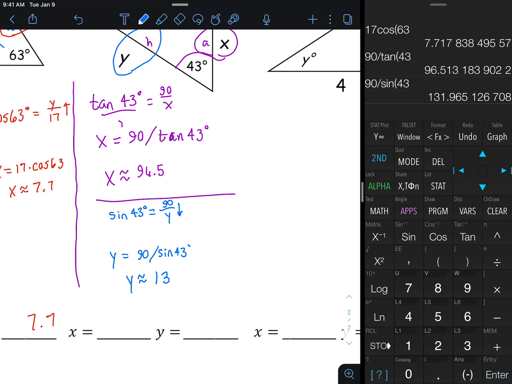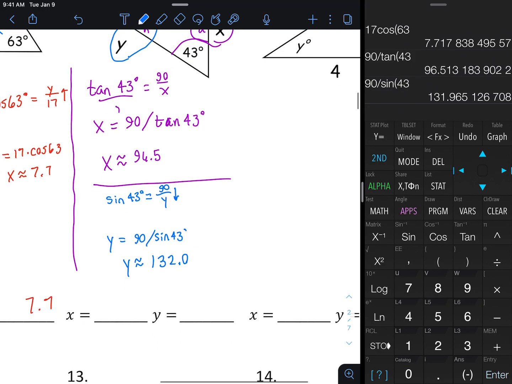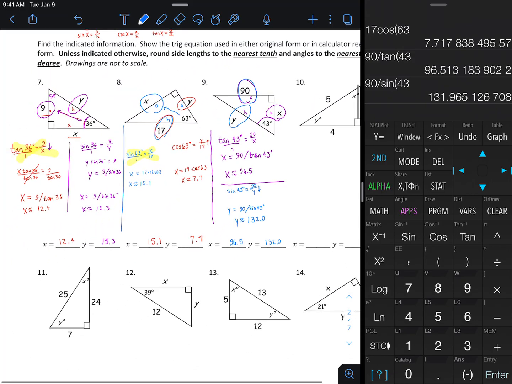Interesting little fact here. When you're rounding this one, since the 6 will make the 9 round up, the best practice here is 132.0, because that 9 is going to bounce up a little bit there. So 132.0. The other one was 96.5.